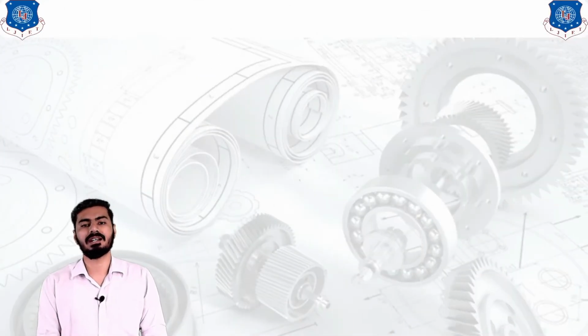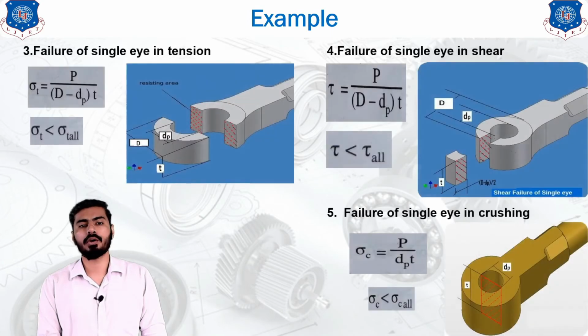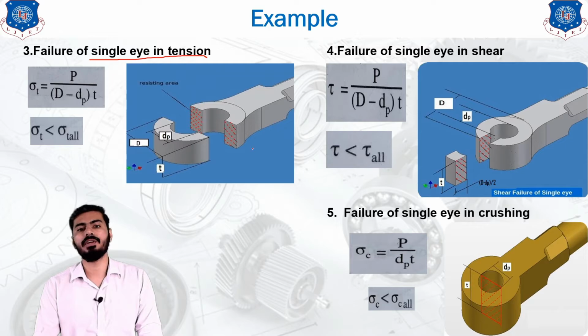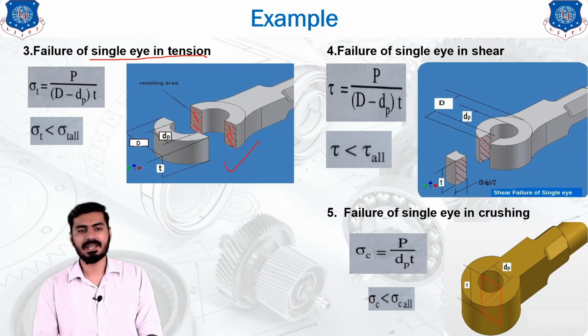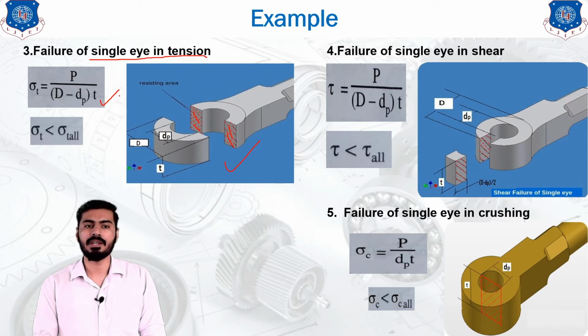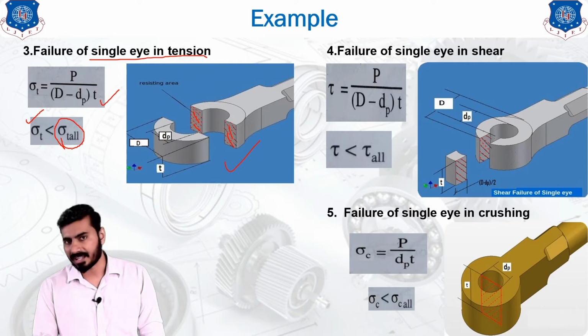Now we will see what we are going to do in step number 3. We are going to consider the failure of the single eye in tension. The failure of the single eye in tension will cause the failure in this manner, and that's why the resisting area is represented by this hatch line. This area needs to be calculated using this equation, that is (D minus dP) into T. Now if you calculate the value of sigma T, then it should be less than the given value, otherwise it will not be able to sustain the load during the working condition.